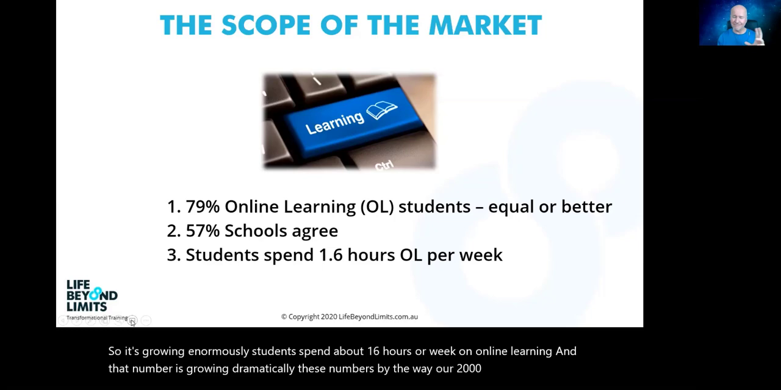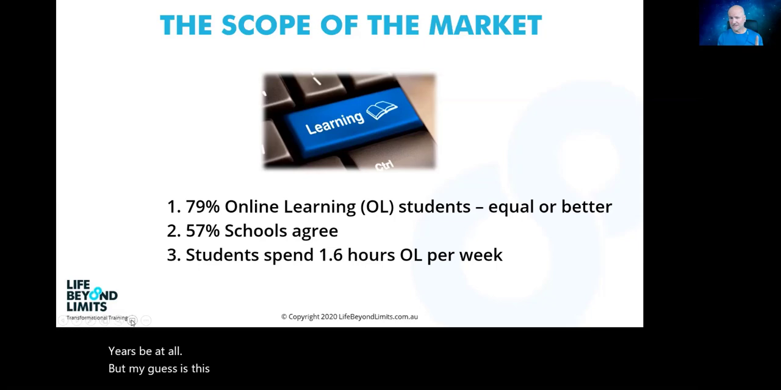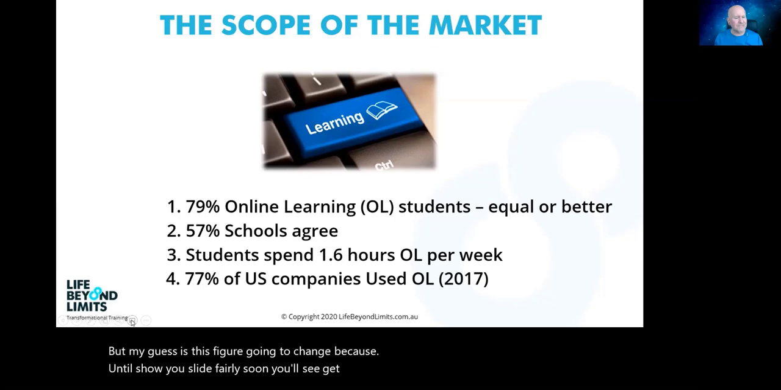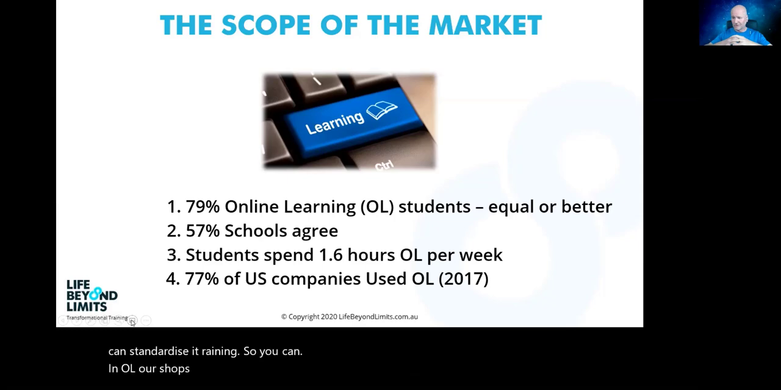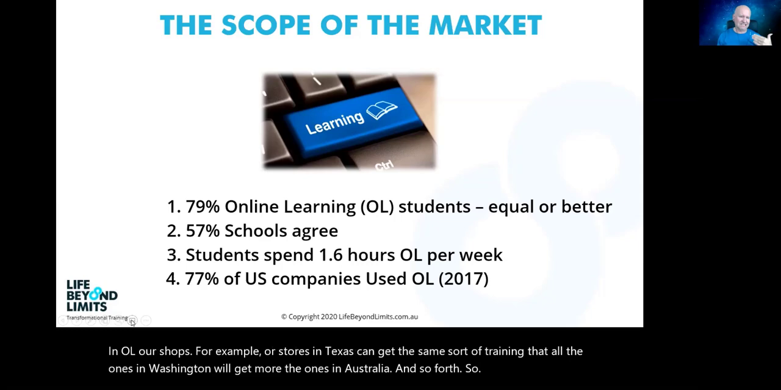They're about a year and a bit old, but my guess is these figures are going to change, because I'm going to show you a slide fairly soon and you'll see exactly why. 77% of US companies used online learning. That's a very large percentage, because they can standardize their training. All your stores in Texas can get the same training as the ones in Washington and Australia. It's a great way to standardize learning, and many companies are jumping into this.